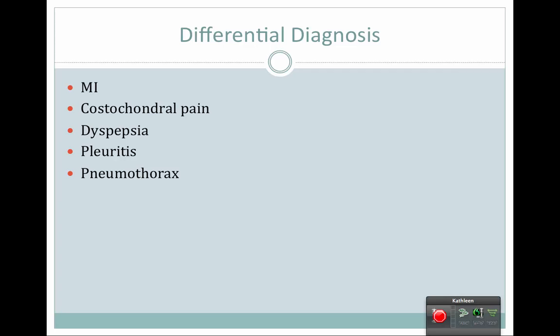So differential diagnosis, again: is this person having an MI, or are they having costal pain? Costochondral pain relating to the joining of a rib and costal cartilage. Is this pleurisy? Is this dyspepsia, painful digestion, or a pneumothorax?